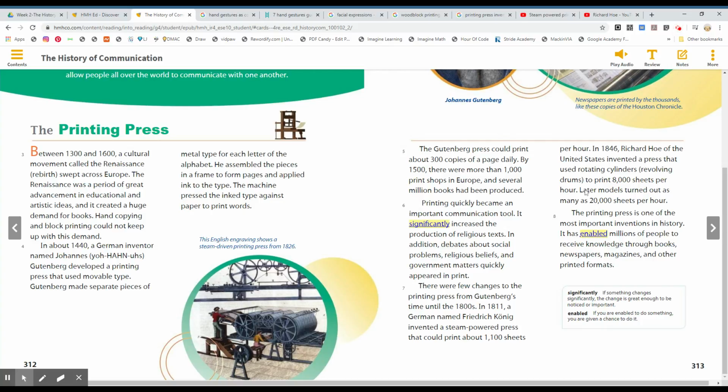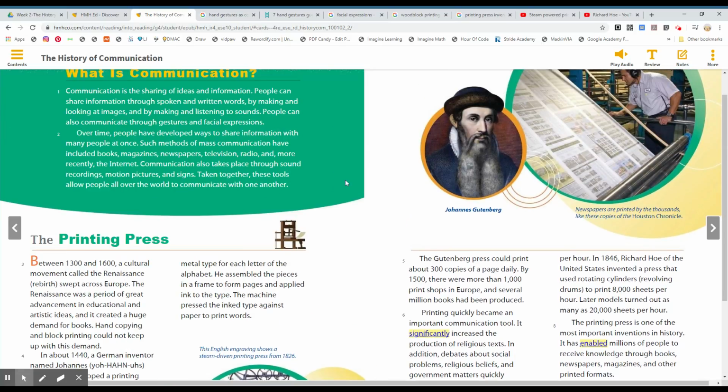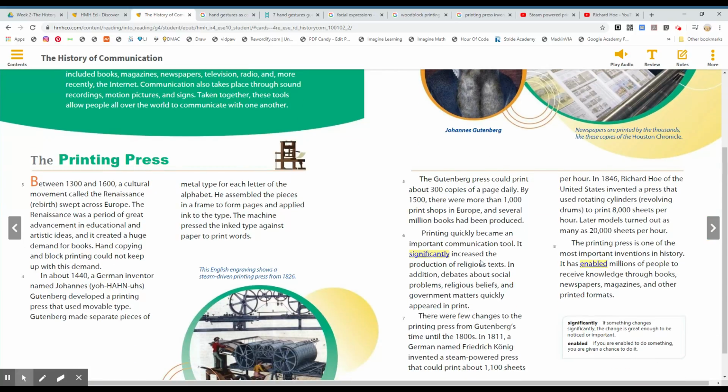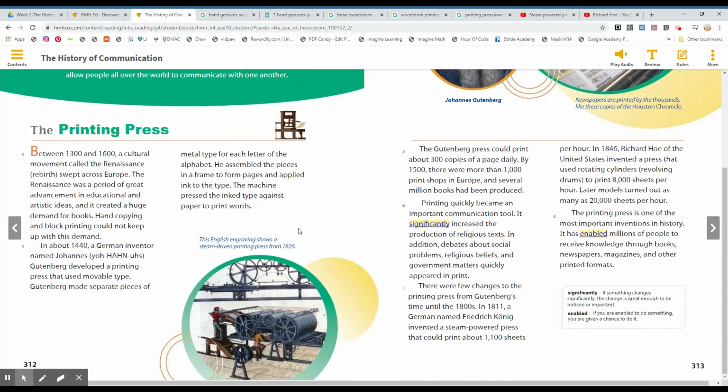Okay, boys and girls, my question to you is this. Do you still think there's a high demand for newspapers and a lot of books to be printed? Or do you think they have been replaced by another technology? What do you think, boys and girls?